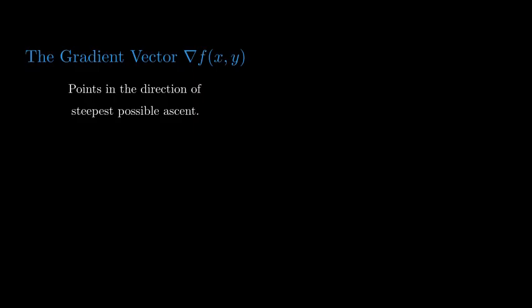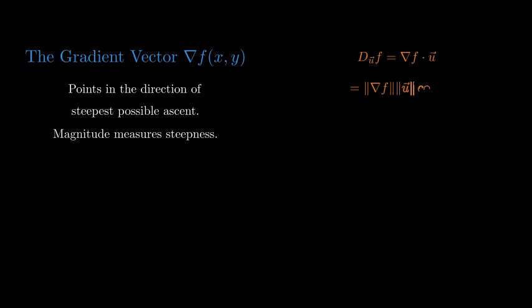When we calculate the directional derivative of a function in the direction of any arbitrary unit vector u, it is mathematically defined as the dot product of the gradient vector and the unit vector u. By the geometric definition of the dot product, this is equal to the magnitude of the gradient vector multiplied by the magnitude of the unit vector multiplied by the cosine of the angle theta between them. Because the unit vector always has a magnitude of 1, the directional derivative simplifies to the magnitude of the gradient vector multiplied by the cosine of theta.